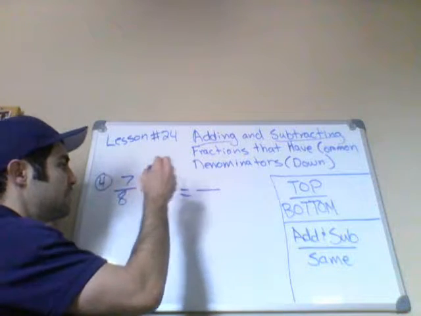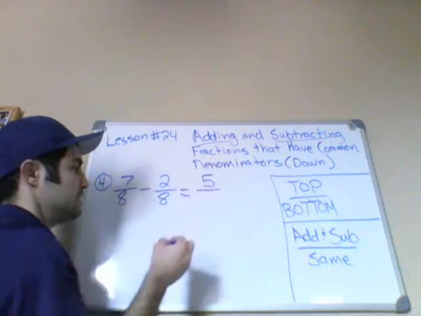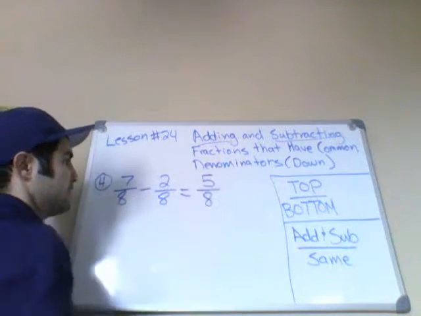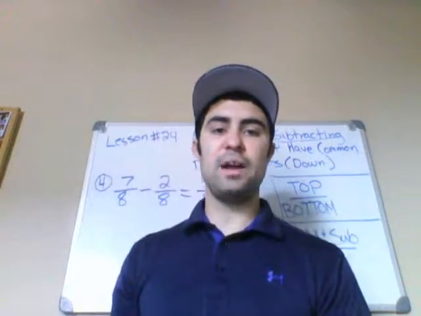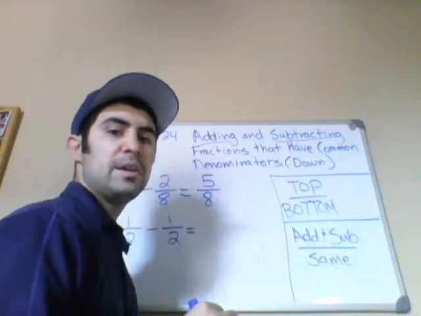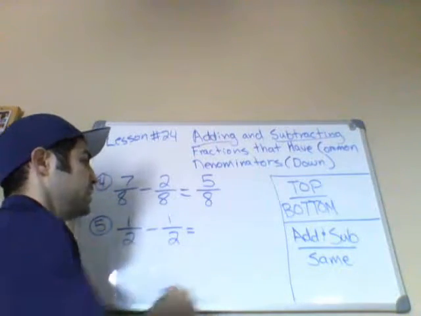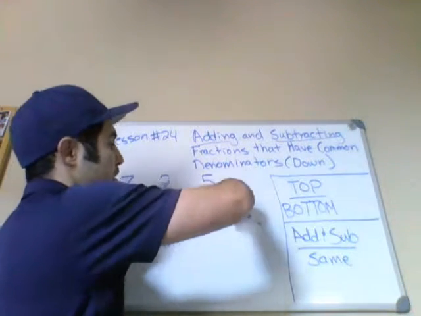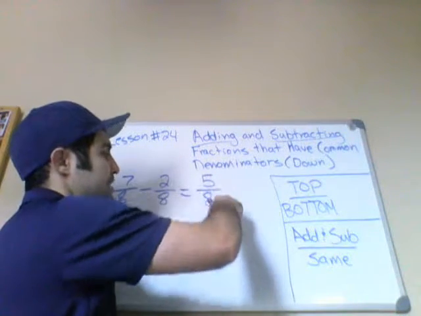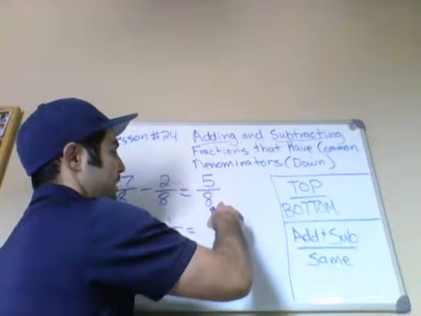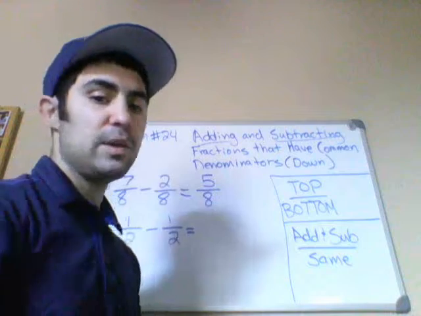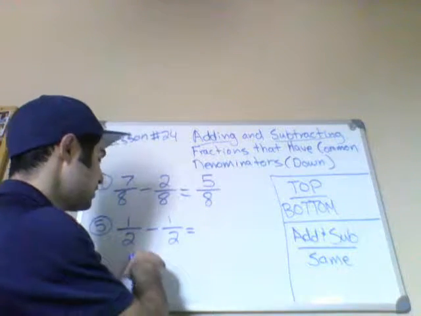You have 7 of them. You take away 2 of them. That's going to be 5/8. Okay? And then the bottom stays the same. So 7/8 minus 2/8 is 5/8. Okay, let's go ahead and do this last problem. Oh, and by the way, for this one, 5/8, you do not have to do top divided by bottom. Okay, that fraction is reduced. It's evaluated to its furthest form.